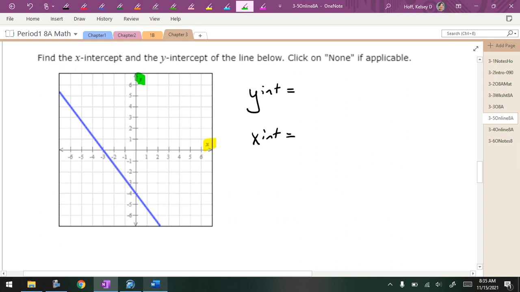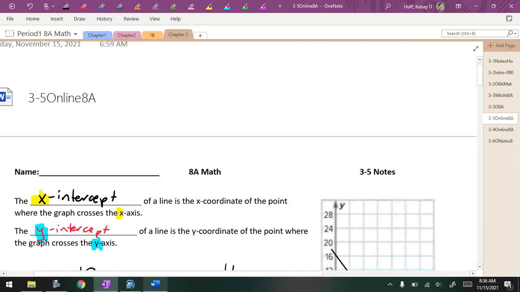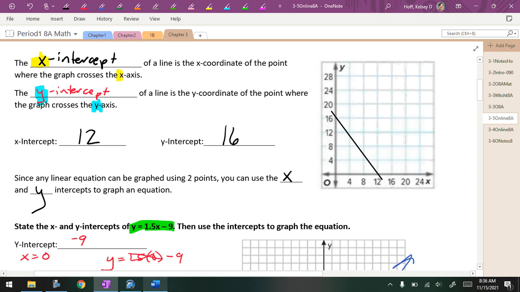I want to know, where does the line cross the x-axis? That's the x-intercept. Where does the line cross the y-axis? That's the y-intercept. So everybody take a minute and look at, just like we did on the front side, what is your y-intercept, what is your x-intercept. Make sure they're labeled. Make sure you know which. We did this right at the beginning. The very first problem, you guys told me the x-intercept was 12, the y-intercept was 16.